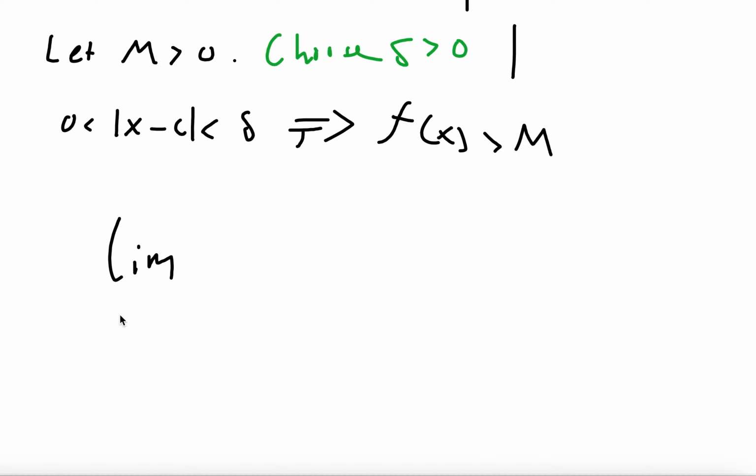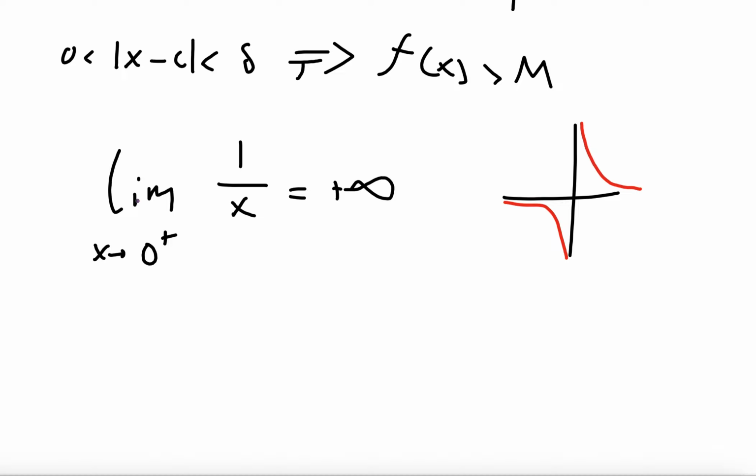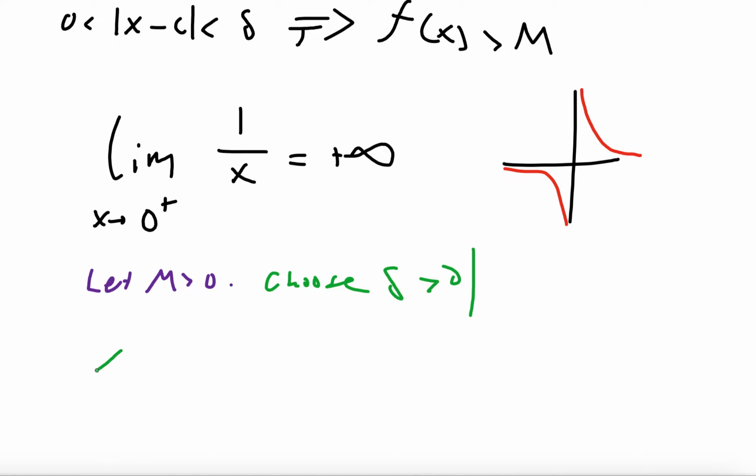So let's say we have the limit as x goes to 0 from the right of 1 over x equals positive infinity. Think about it. If you plug in 0.001 or really small positive numbers, you get bigger and bigger numbers. And of course, the graph of 1 over x also depicts that. So we're going to say let there be m greater than 0, and we're going to choose a delta greater than 0 such that as long as x is less than 0 plus delta, we can guarantee that the function 1 over x will be greater than that value m.